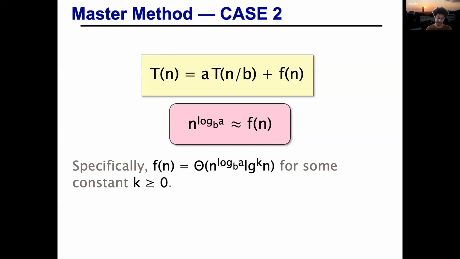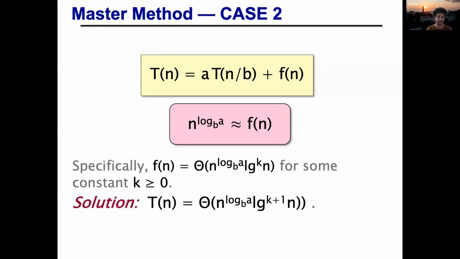Because the cost of the extra operation is order n, and you have log n layers, you expect something like n log n time. This theorem is a generalization of that simple observation. If they're more or less the same, up to polylogarithmic factors, then this solves into n to the log base b of a times, again, a polylogarithm of n, except now the power of the logarithm is 1 up. If there was no logarithm, then a logarithm appears. If there was a log to the k, now it becomes log to the power of k plus 1.